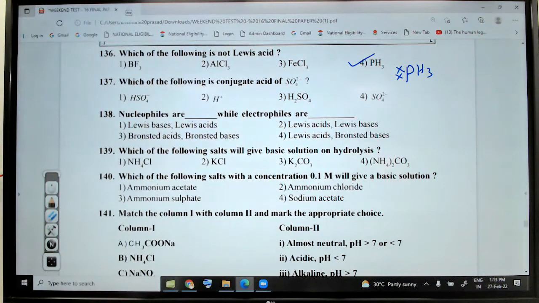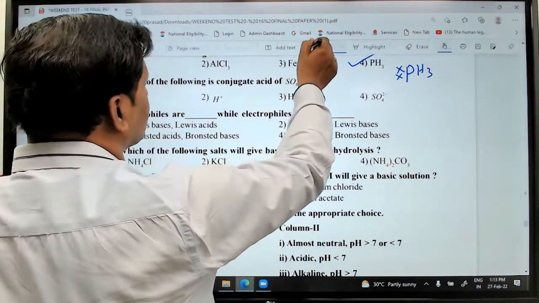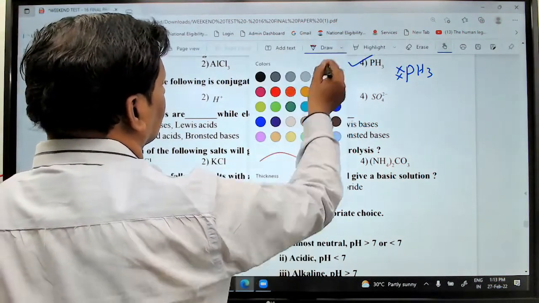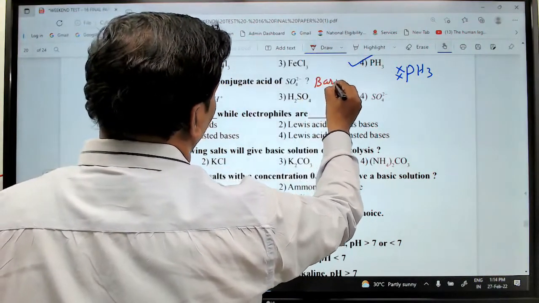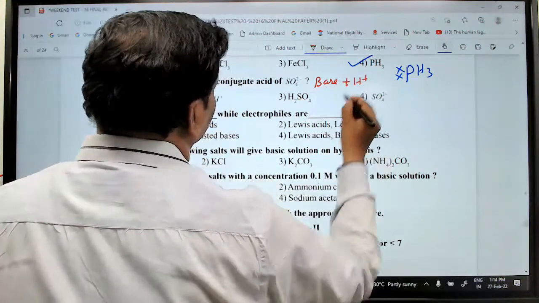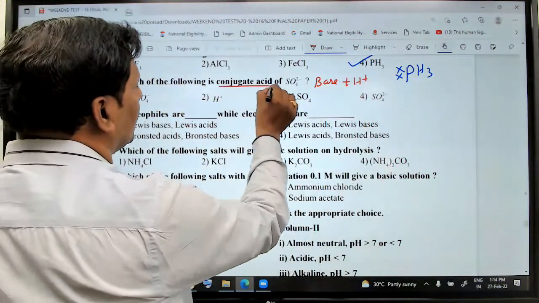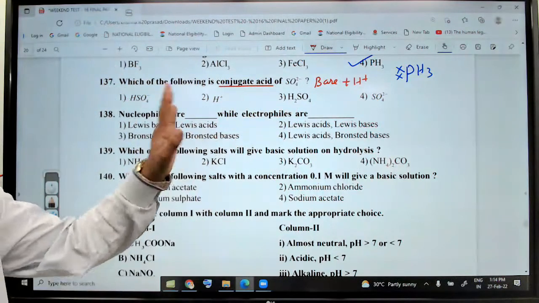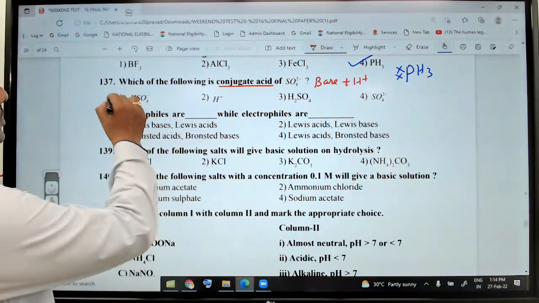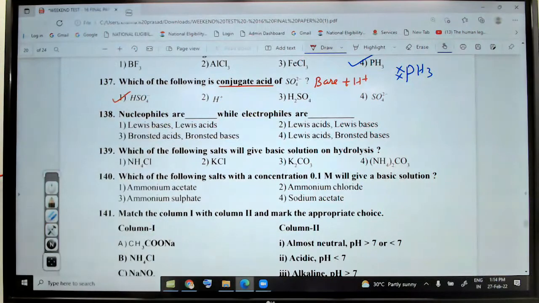Next, which of the following is the conjugate acid of... अच्छा, conjugate acid is nothing but base plus proton. They are asking conjugate acid, which is nothing but base plus proton. अच्छा उसका बेस है, प्रोटॉन ऐड करो, HSO4 माइनस होता है, राइट?